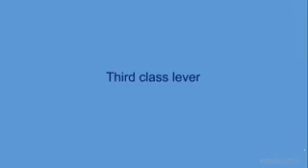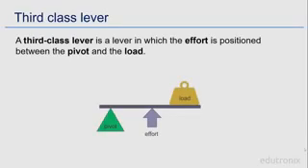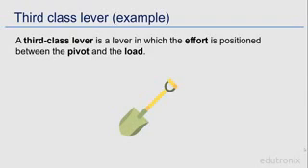Let's look at the final type of levers, which we call the third-class lever. The third-class lever has its effort in the middle, while the pivot and the load are on either side. As you can see in this illustration, we have the effort in the middle. A shovel is a typical example of a third-class lever. It has its effort in the middle, which is where we hold with our hand to use to shovel. We then have the load and the pivot on either side of the effort.